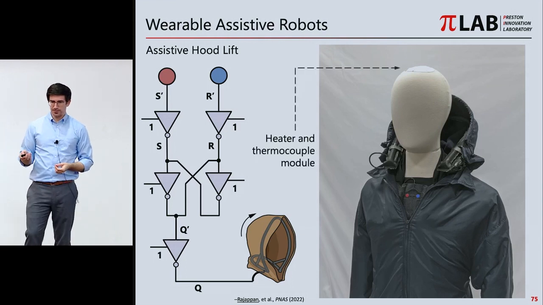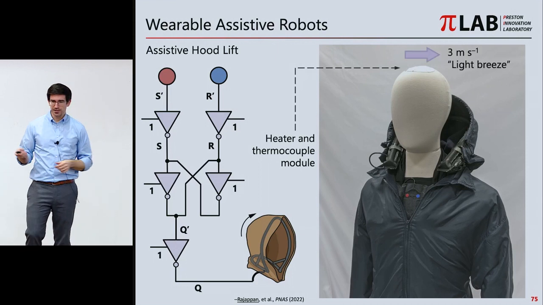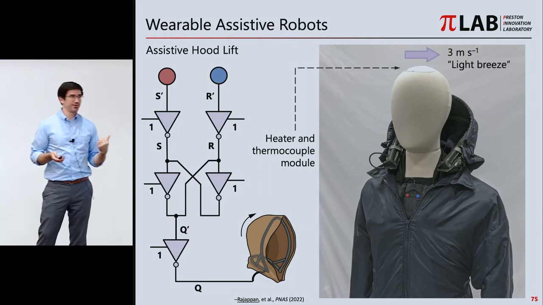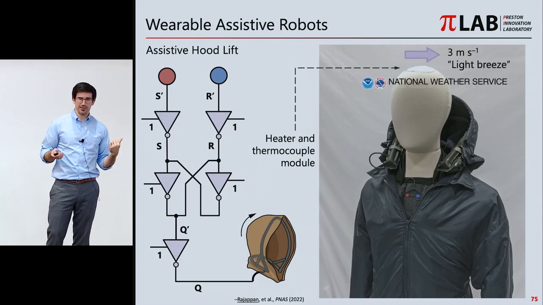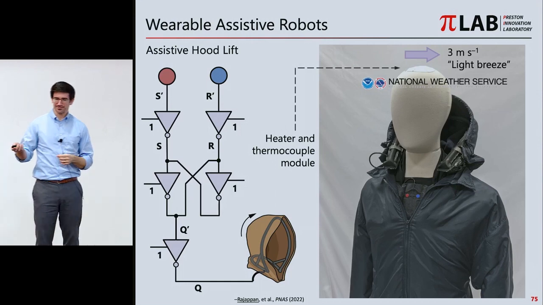And then from here, we show a video where we're going to have a heater and thermocouple to simulate body heat and measure the temperature. And we're going to apply a light breeze to the user's head. It turns out, in fact, that a light breeze is a technical term. It's defined by the US National Weather Service. So we applied that using a fan.